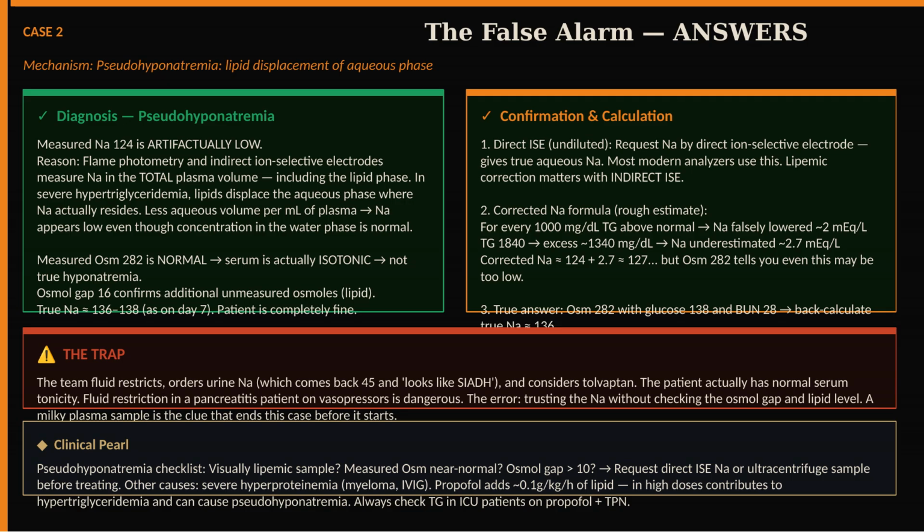Pearl: lipemic sample, near normal osmolality, gap over 10. Request a direct electrode before you treat. And in the ICU, anyone on propofol plus TPN, check those triglycerides.